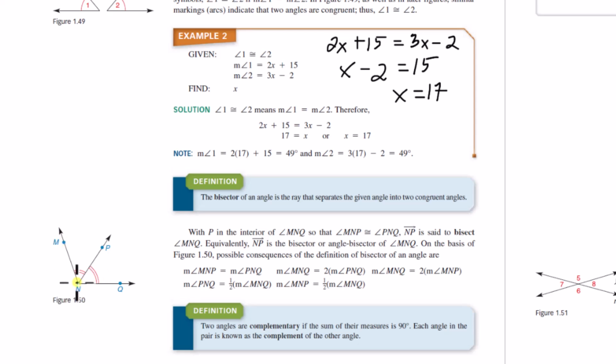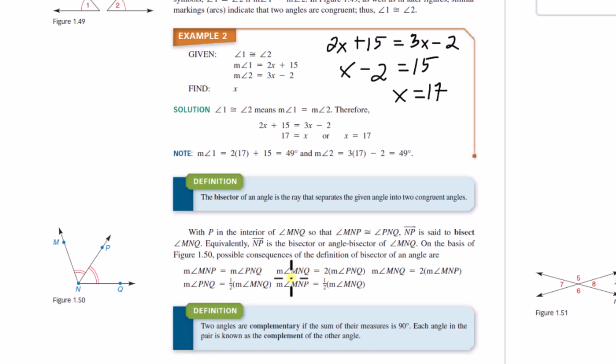We can think about these as adjacent angles as well. MNP and PNQ are adjacent. With P in the interior of angle MNQ, so that angle MNP is congruent to angle PNQ, ray NP is said to bisect angle MNQ. Equivalently, ray NP is the bisector or angle bisector of angle MNQ. On the basis of figure 1.50, possible consequences of the definition of bisector of an angle are that the measure of angle MNP is equal to the measure of angle PNQ.